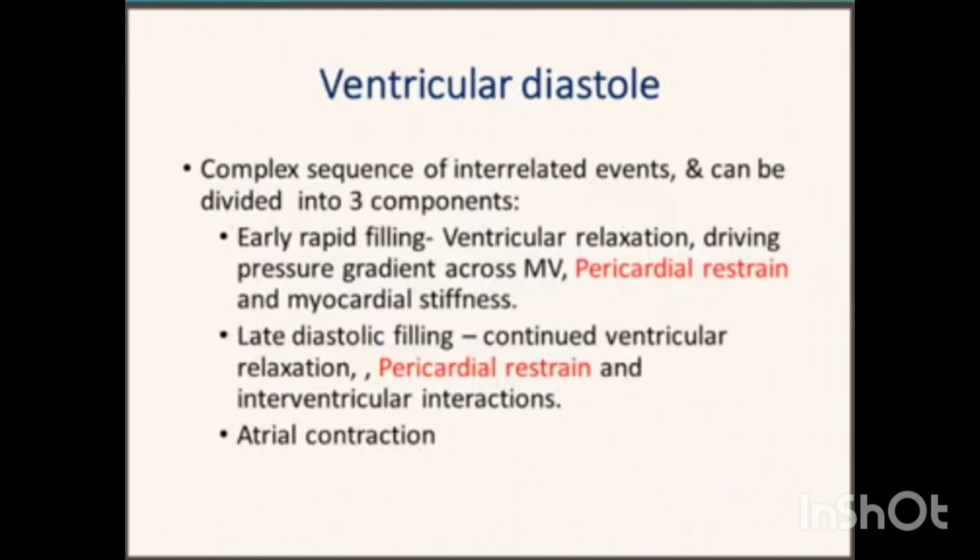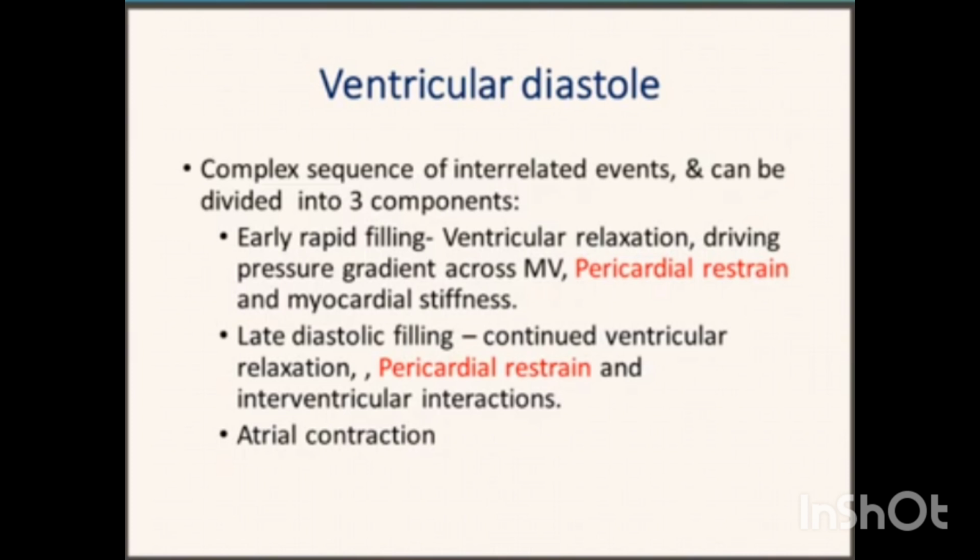If you see ventricular diastole, it's broadly divided into three components: the early rapid filling, the late diastolic filling, and the last phase of atrial contraction. For the early rapid filling, the factors responsible include the early ventricular relaxation phase, and this causes a driving pressure across the mitral valve, which causes blood to shift from LA to LV.